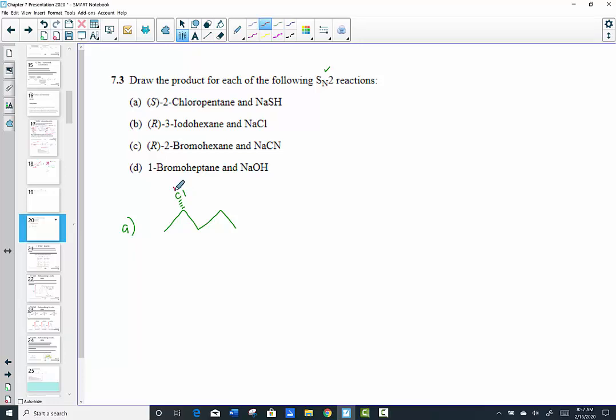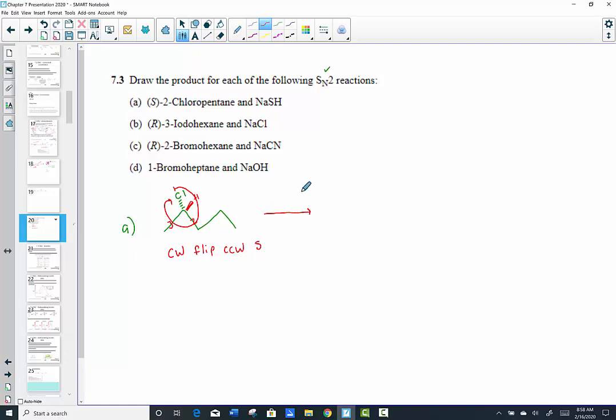Priority number 1 is the chlorine. Priority number 2 is the longer carbon chain. Priority 3 is the shorter carbon chain. And again, I see a hydrogen as a wedge. So when I spin, it is clockwise, but I have to flip the direction. So I'm on the opposite side of the molecule, making the hydrogen turn into a dash. That turns counterclockwise. Look at that, I got lucky. That's an S configuration. So there's our S-2-chloropentane.